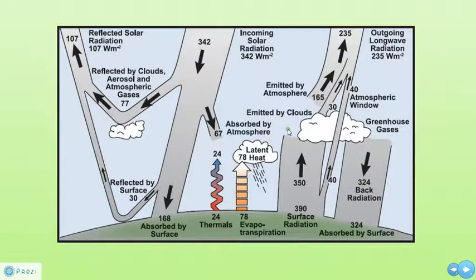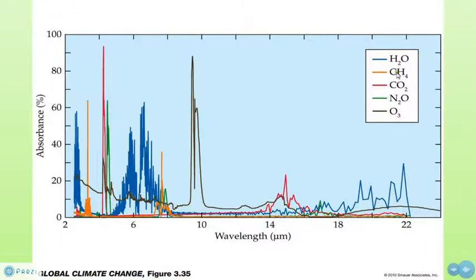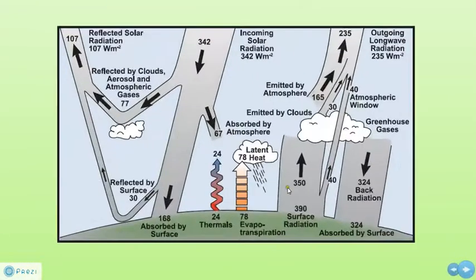And so it's these gases that we were looking at over here, this water vapor and methane and carbon dioxide, nitrous oxide, and ozone, that are absorbing the long wave radiation coming off of the surface of the Earth and then emitting it back towards the surface of the Earth, which causes the surface to be warmer than it would be otherwise.